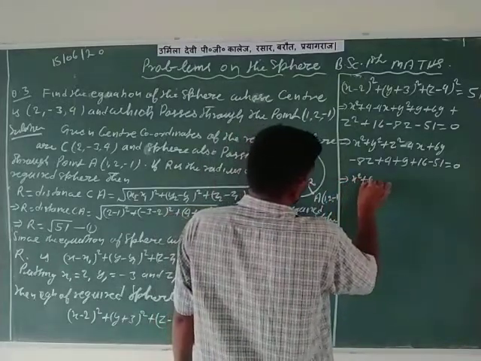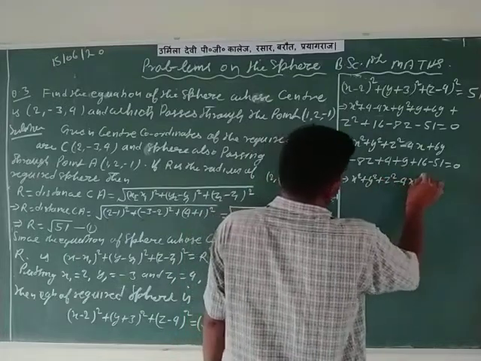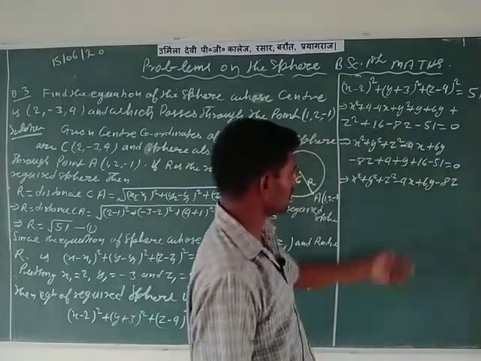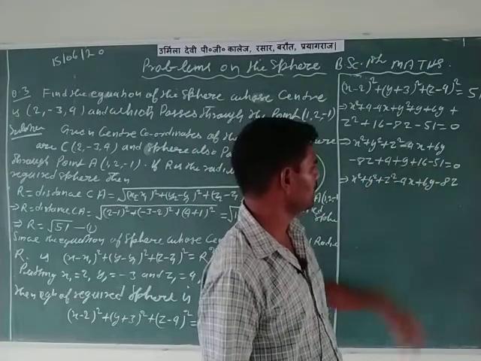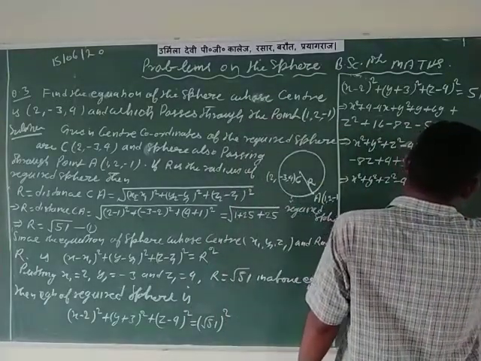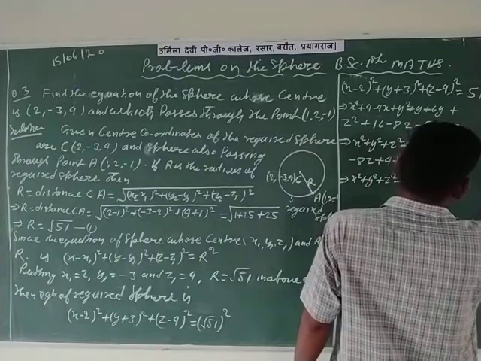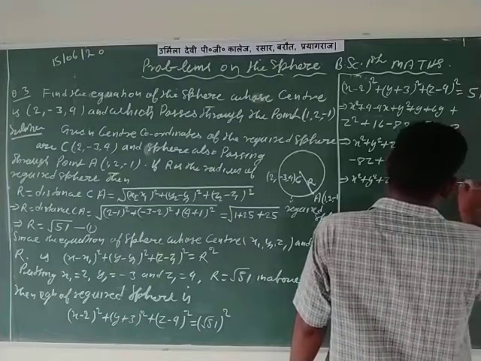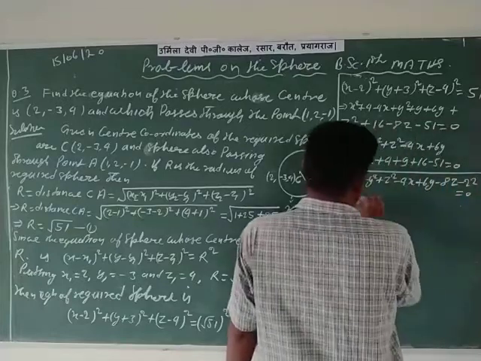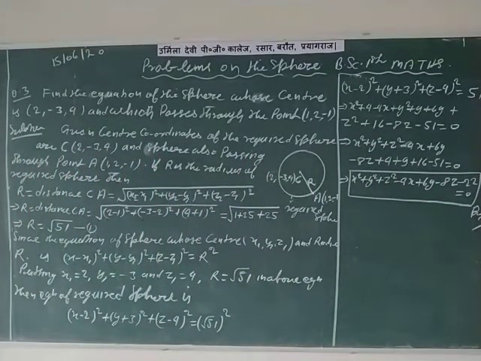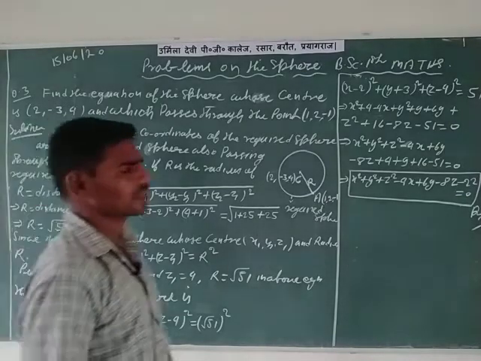x square plus y square plus z square minus 4x plus 6y minus 8z, and after simplification, 9 plus 16 plus 25 plus 4 is equal to 29, and 51 minus 29 is equal to 22, so x square plus y square plus z square minus 4x plus 6y minus 8z minus 22 is equal to 0 is the required equation of the sphere.